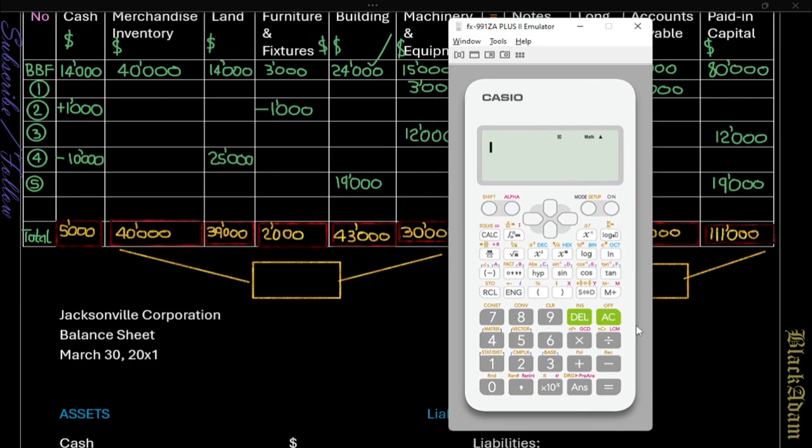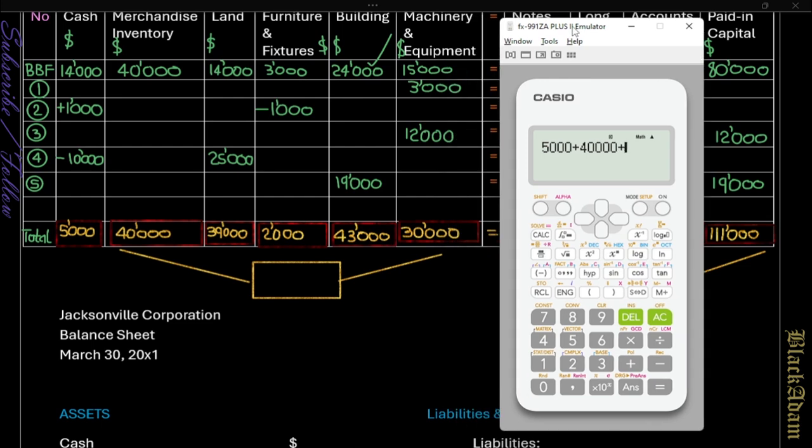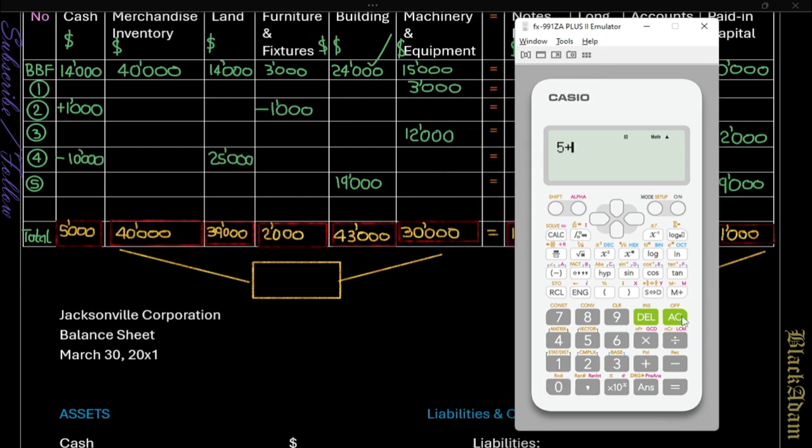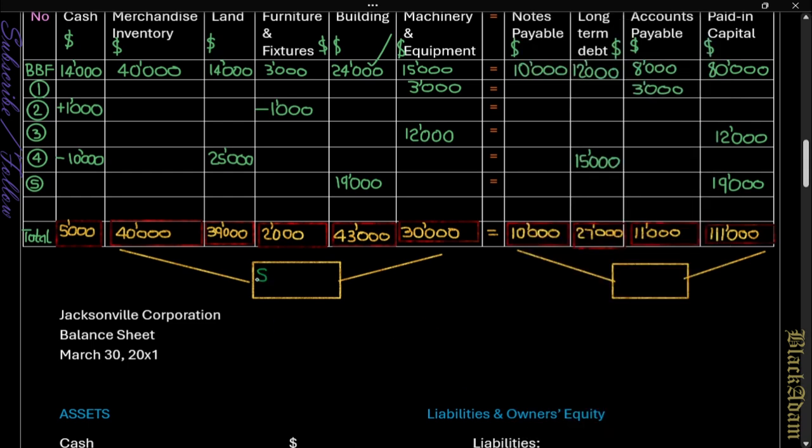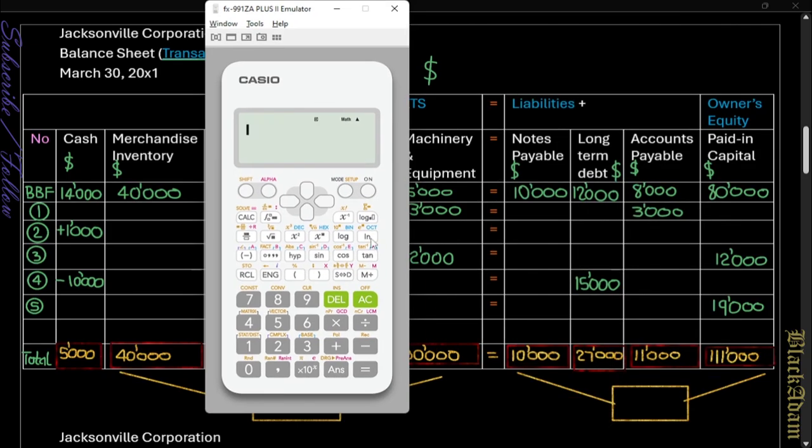So recalculating, once again, we have 5,000 plus 4,000 plus 2,000 plus 43,000 plus 35 plus 40 plus 39. So that's 5 plus 40 plus 39 plus 2 plus 43 plus 30, which is 159,000. So that gives us 159,000 for the assets. And then we come to liabilities: 10 plus 27 plus 11 plus 111 times 1,000.